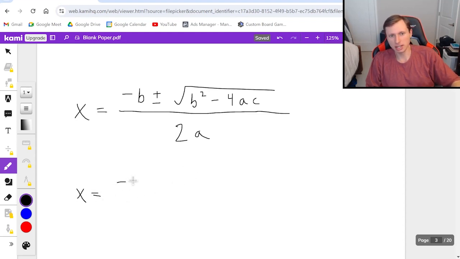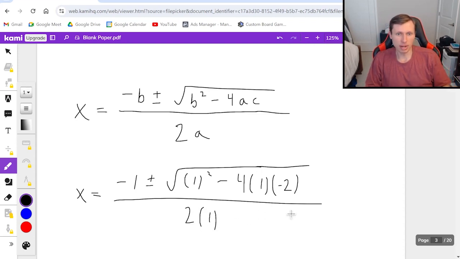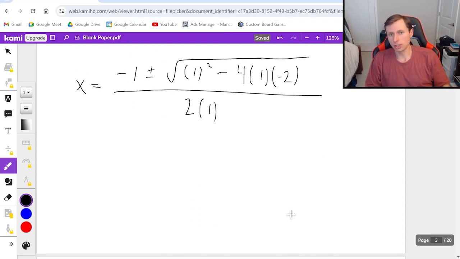So it's going to be negative 1 plus or minus the square root of 1 squared minus 4 times 1 times negative 2, all over 2 times 1. Now my advice to you is don't do this all at once. Do this one part at a time, starting with the square root, because that's the hardest part.